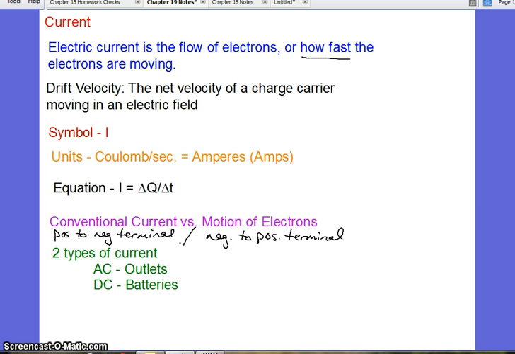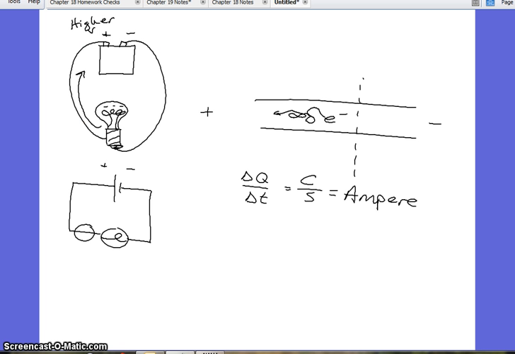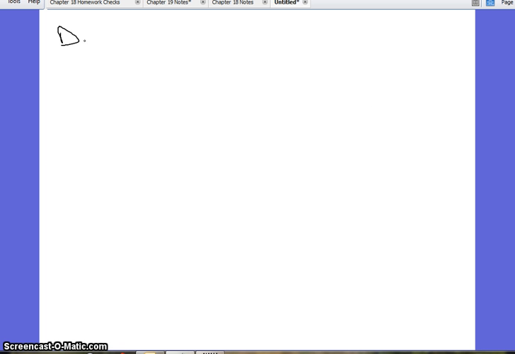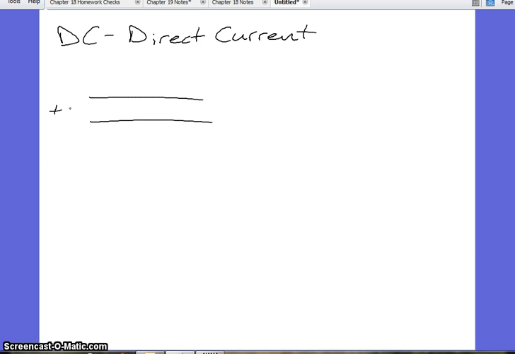Now there's two different types of current. There's AC, or alternating current, that we see from outlets, and DC, or direct current, that we see from batteries. So DC is direct current, and AC is alternating current. A direct current is going to be that we always have a positive on one side and a negative on the other. And so the electrons always meander towards that positive charge.